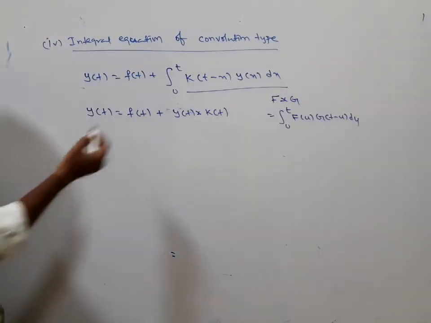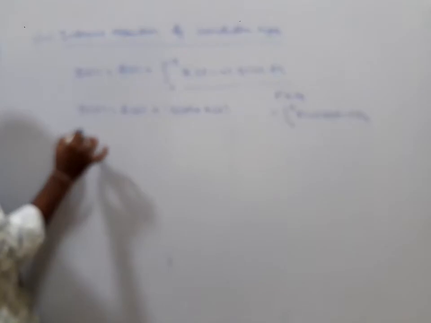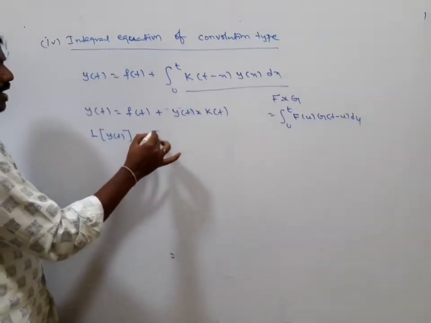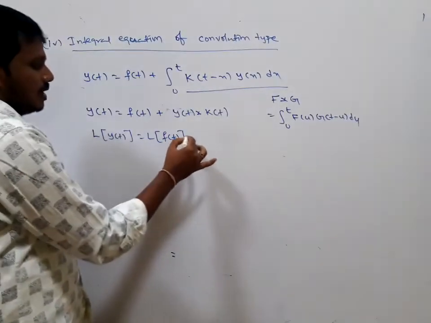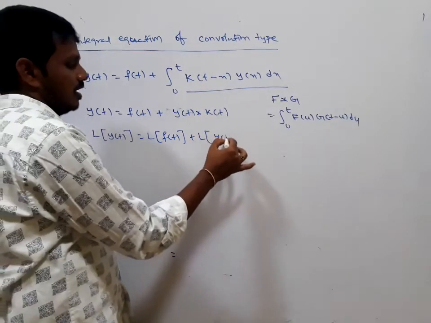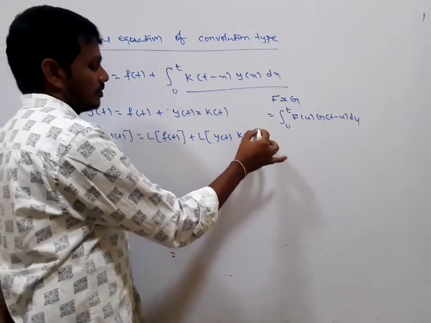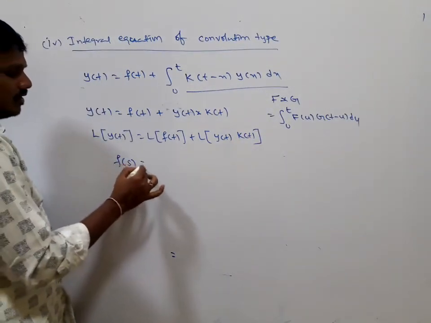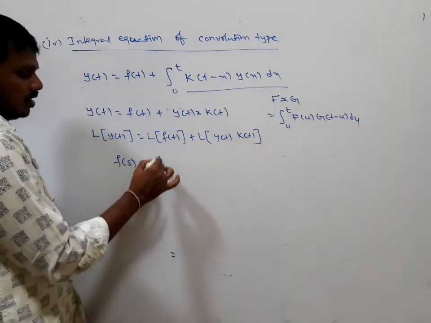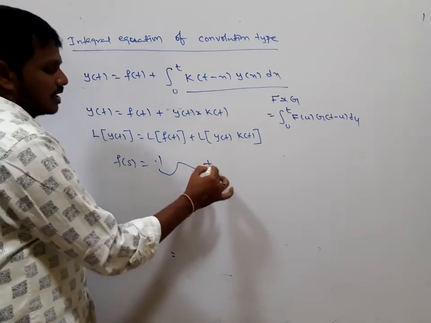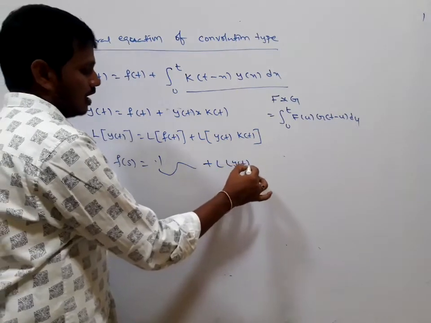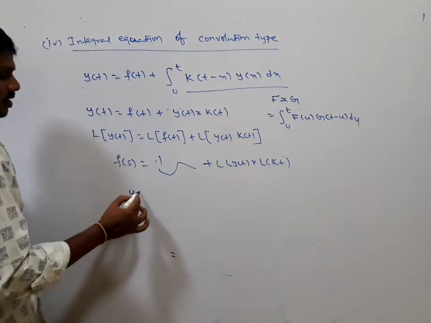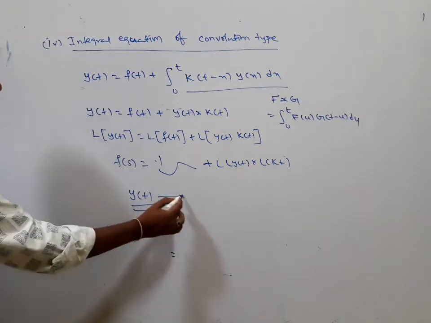Taking the Laplace transform on both sides, the Laplace transform of y of t is equal to the Laplace transform of f of t plus the Laplace transform of y of t star k of t. The Laplace transform of f of t will give some function F of s. Here it is plus the Laplace transform of y of t into the Laplace transform of k of t. From this, after simplification, you will get the solution y of t. This is the required solution.